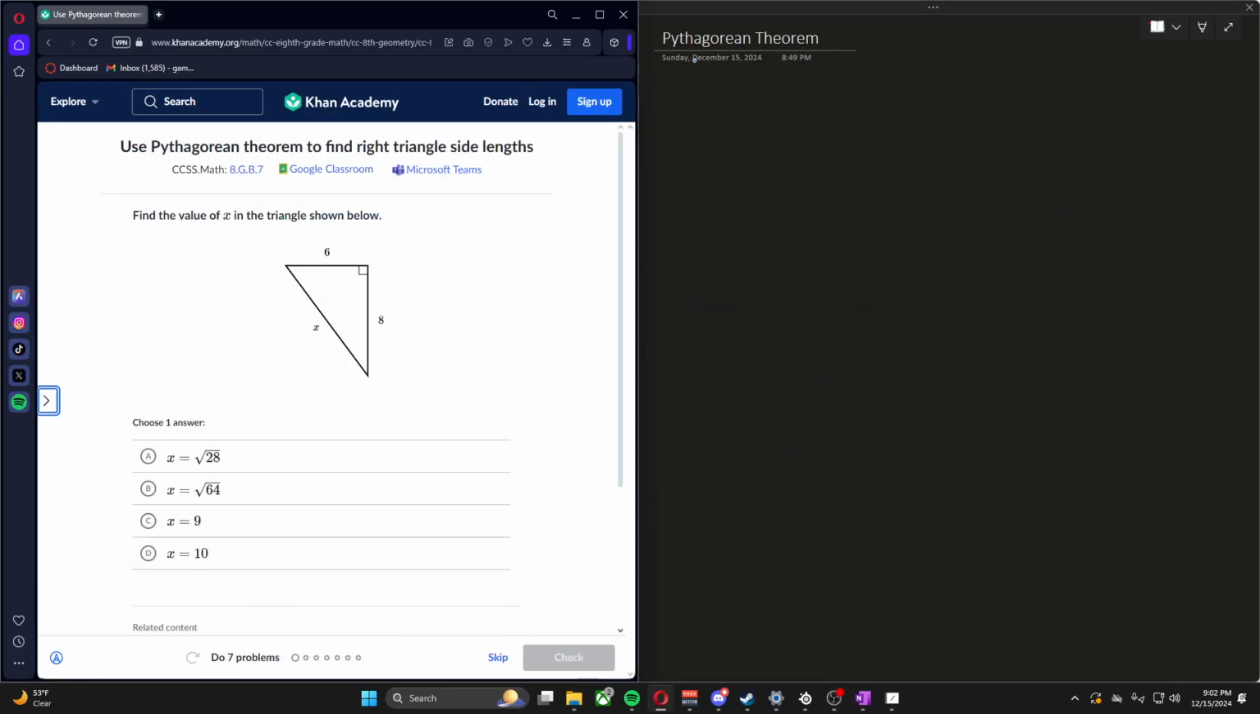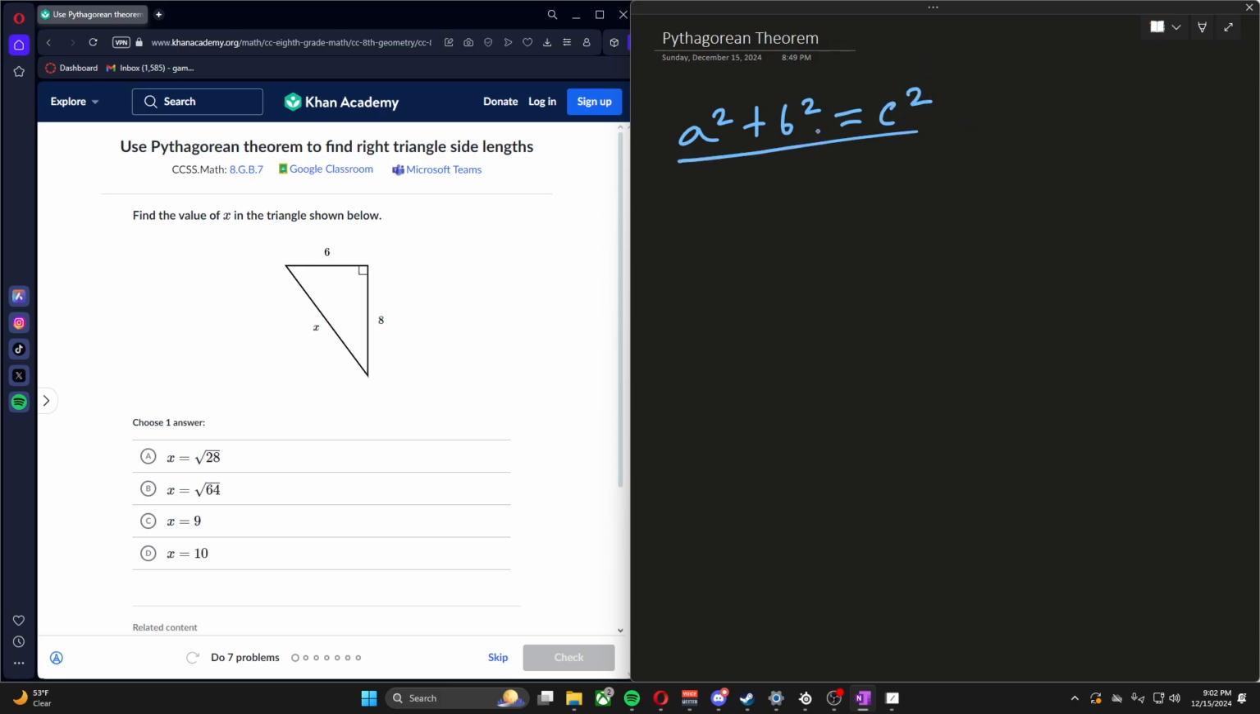Alright, today we're going to be using the Pythagorean theorem to solve for x on right triangles. The Pythagorean theorem, if you do not know, is a squared plus b squared equals c squared. This is what you will always be using when solving for a value on the right triangle. Any one of these can be used. Any one of these can be the thing you're solving for.